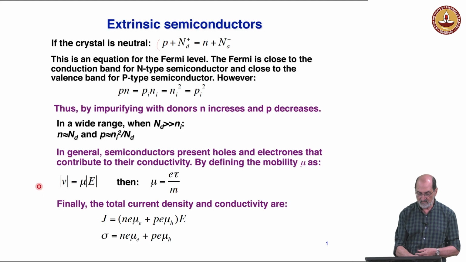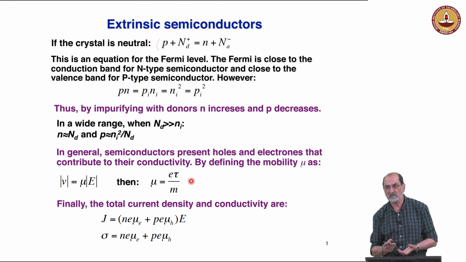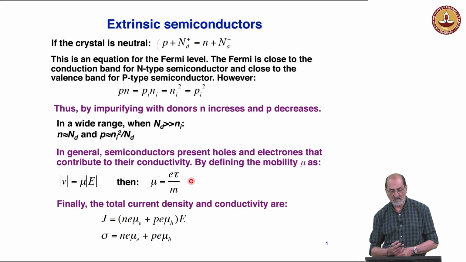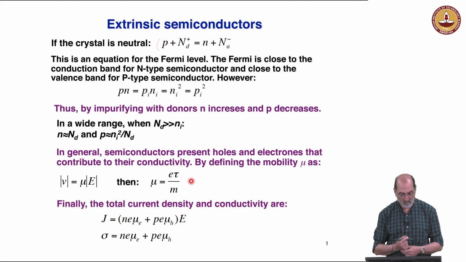So it can be easily deduced that the mobility, which is the velocity divided by the field, has this form. That is, the mobility is going to be larger as the charge of the carrier is larger, so the force is going to be larger. The larger the time between collisions, because they have to start accelerating again. And it is inversely related to the mass. The larger the mass, the acceleration is going to be lower.